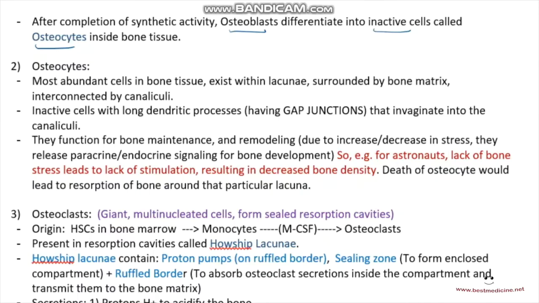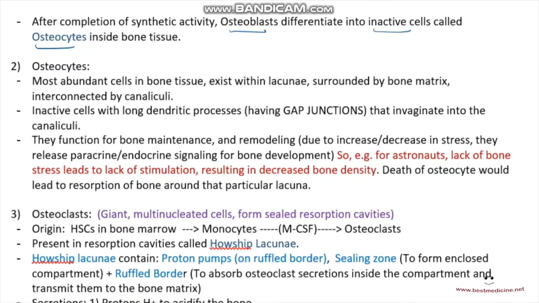osteocytes. And we know what osteocytes are. They are the cells of the bone matrix, right? The cells present inside the bone matrix, inside their own lacunae, and they were connected with each other by little small canals called canaliculi, right? So that's the osteocytes. Osteocytes are basically the most abundant cells in bone tissue, and they exist within their own lacunae. Obviously, they are surrounded by bone matrix. We have looked at the diagram before, and they are interconnected by canaliculi.